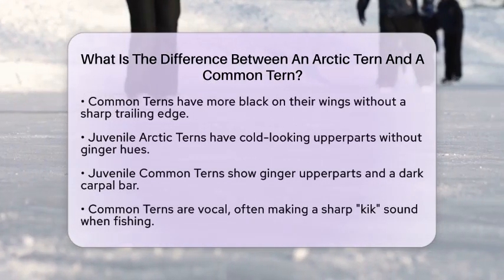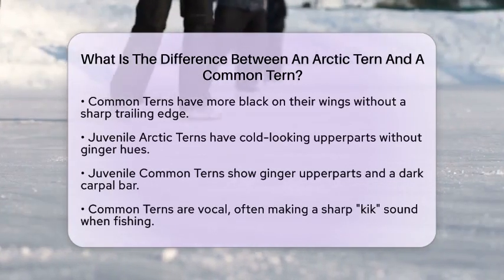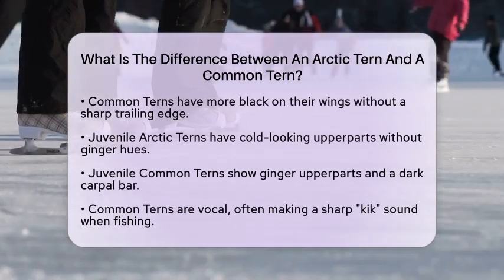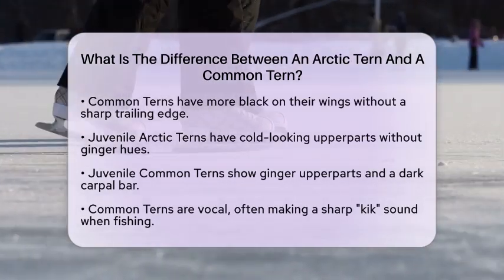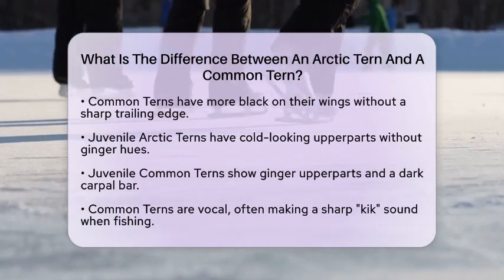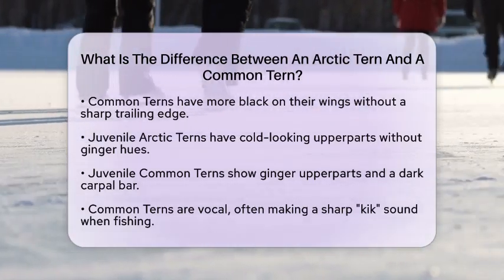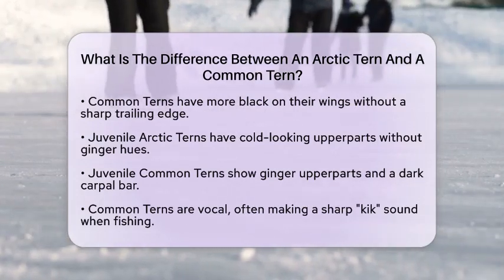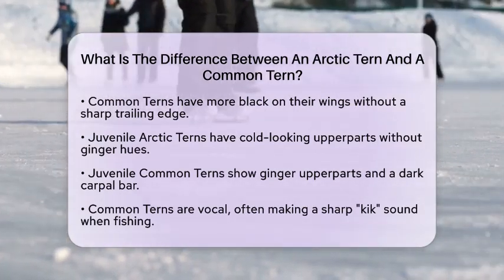Both species are vocal and noisy, but common terns often make a sharp kick sound, especially when fishing. One of the most remarkable traits of the Arctic tern is its migratory behavior. It travels from polar breeding grounds all the way to the Antarctic and back each year. This journey covers one of the longest migration distances of any animal.